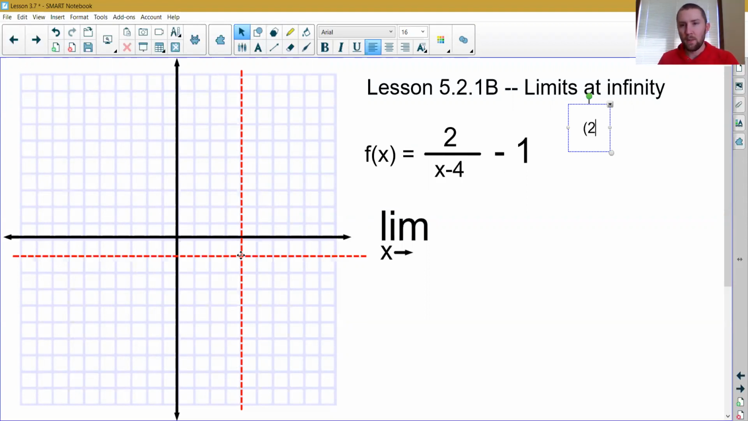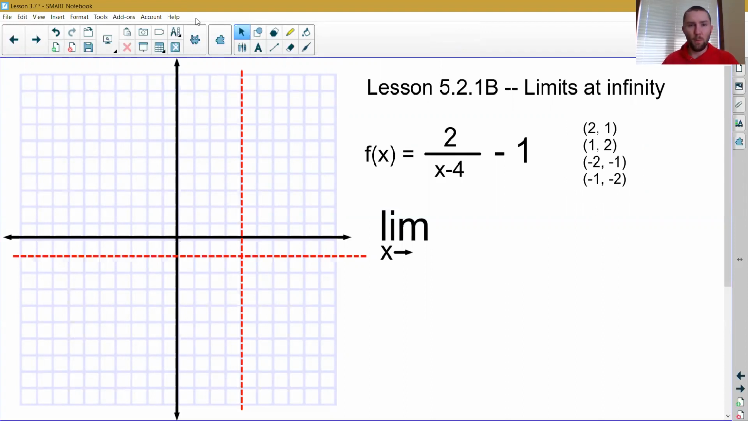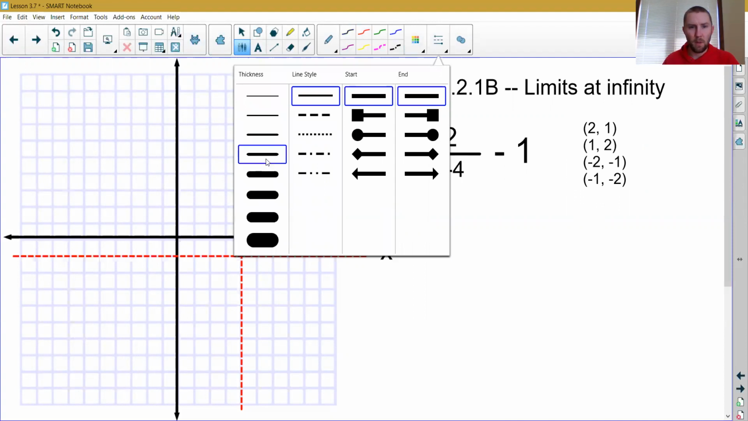Remember, from the intersection of the asymptotes, which is like my new origin point, I'm going to go 2 in the x, 1 in the y, or maybe 1 in the x, 2 in the y, or both of those things negative. Negative 2, negative 1, or negative 1, negative 2. All right. So I'm going to plot those four points over here. And I'm going to do it a little bit bigger like that.